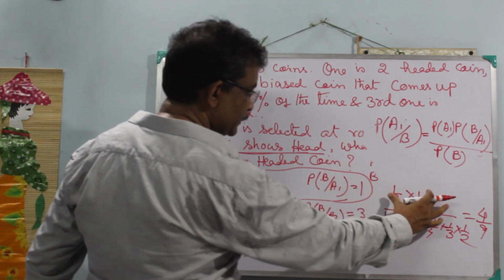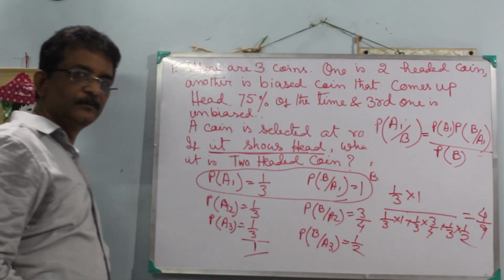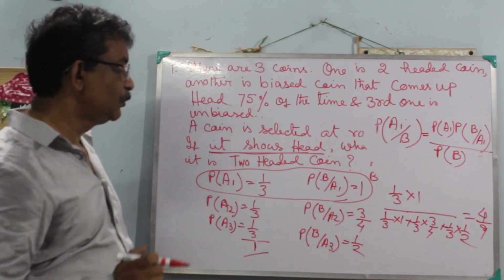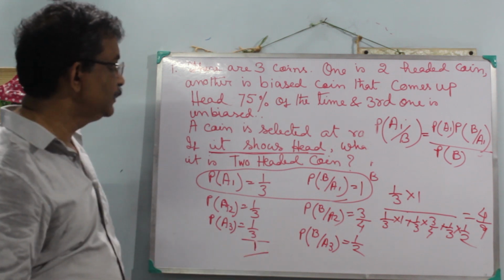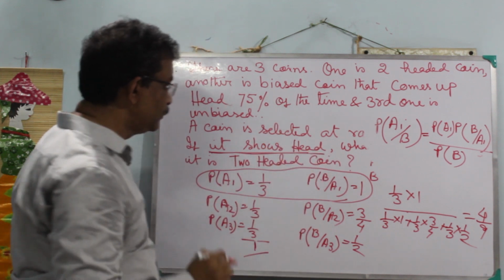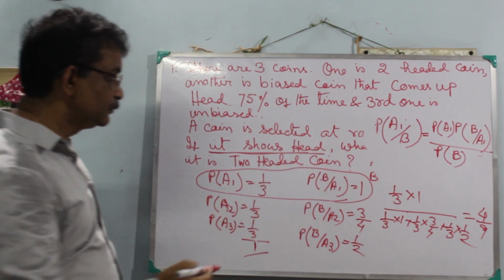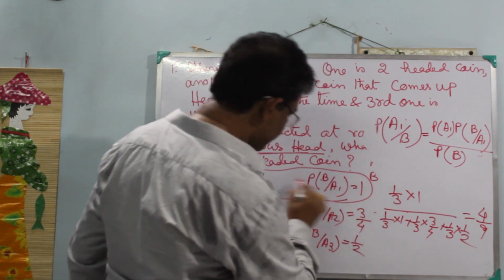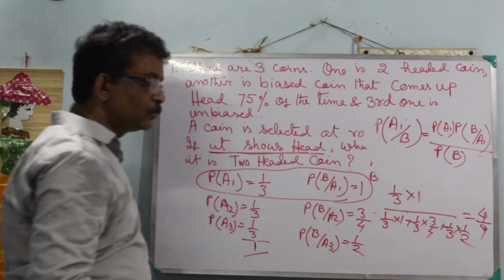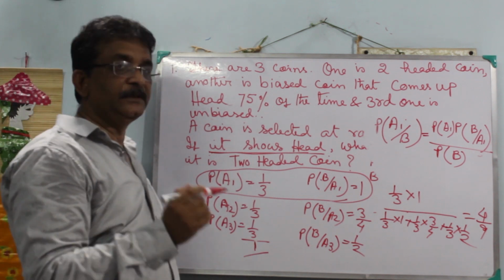Take this as a numerator. But the problem will be solved. But if the question asked, what is the probability of head? So this portion, this into this, this into this, this into this, that means this portion is the total probability of the head.